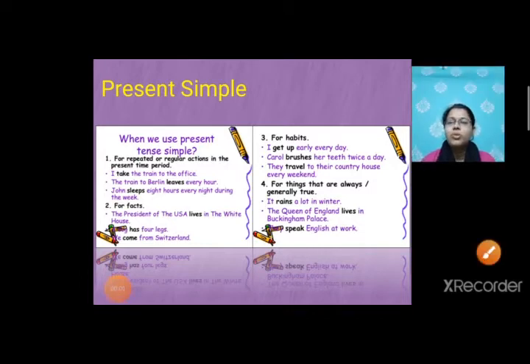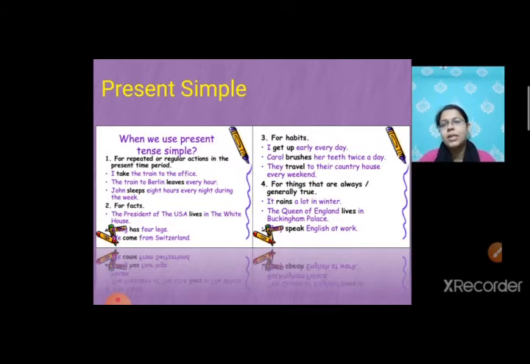We also use present tense when we are talking about our habits. For example, I get up early every day. Carol brushes her teeth twice a day. They travel to their country house every weekend. These are the activities which are carried out on a regular basis, and so it becomes our habit. And that's why when we are talking about our habits, we have to use present tense.